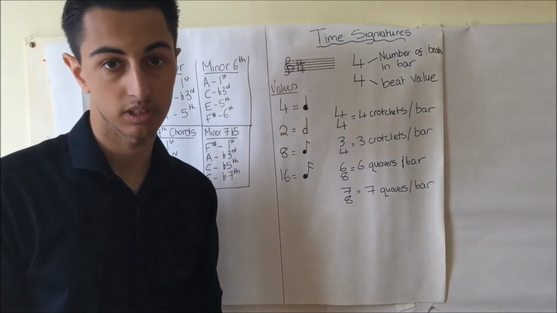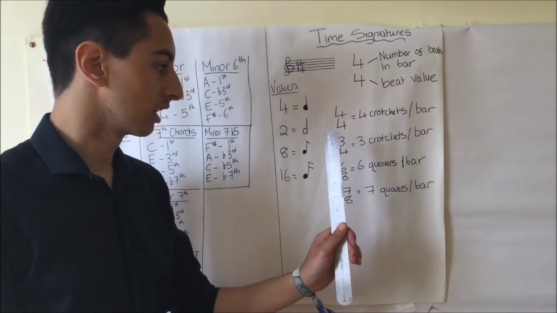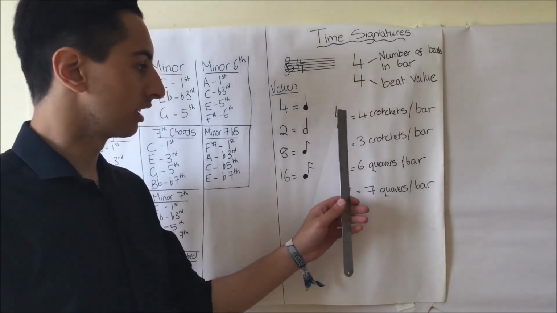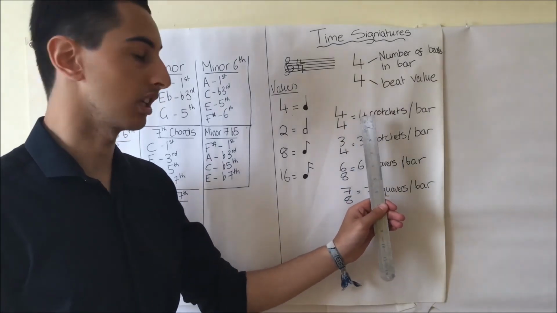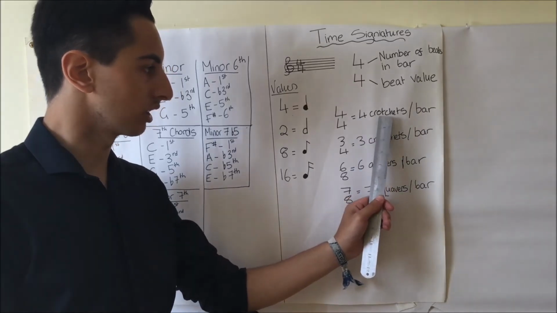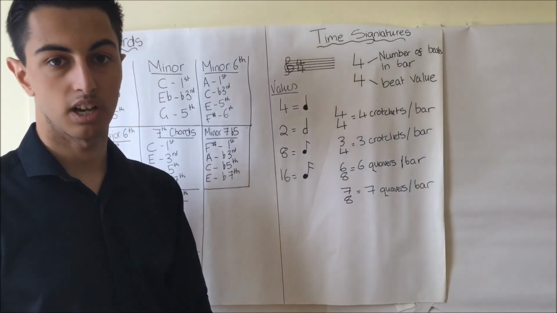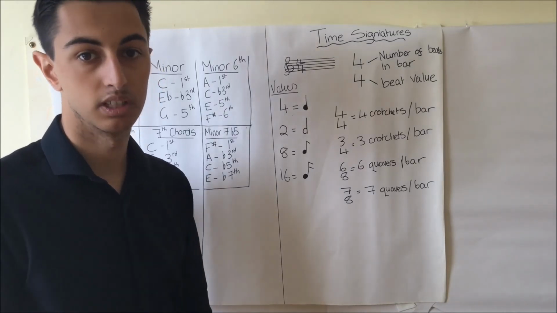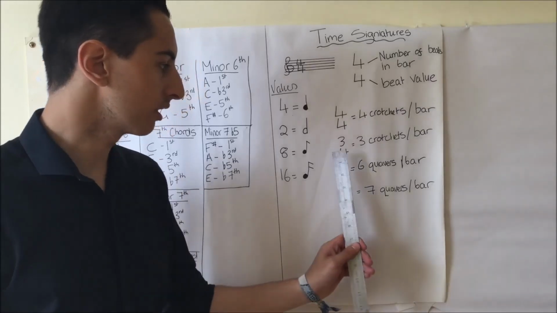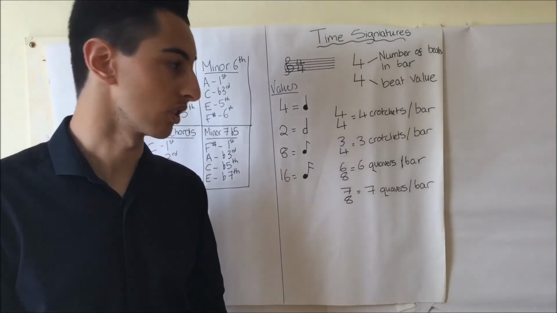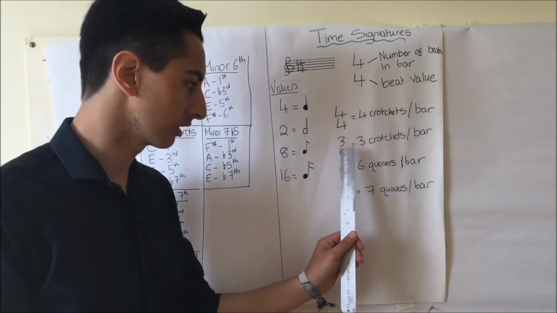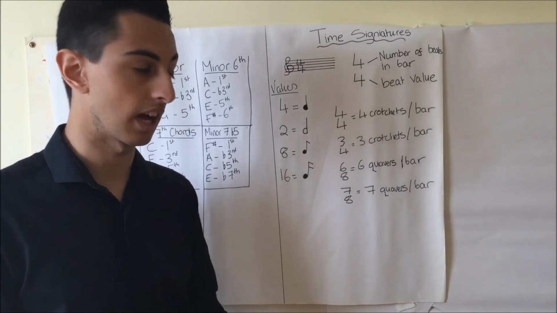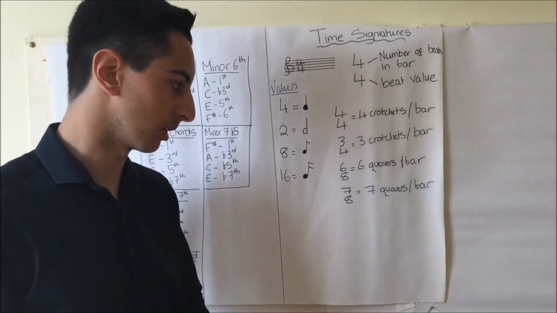4/4 or common time, as it's known, is so called because it's the most common time signature found within music, and this tells us that the note values in each bar must add up to 4 crotchets in every bar. 4/4 gives a very regular feel to the music, which is why it's the most common time signature found. 3/4 is a waltz style feel to the music, and this tells us that the note values must add up to 3 crotchets in every bar.